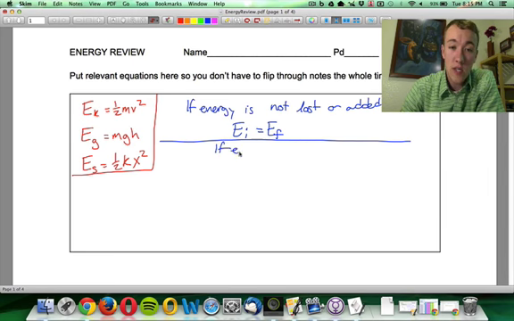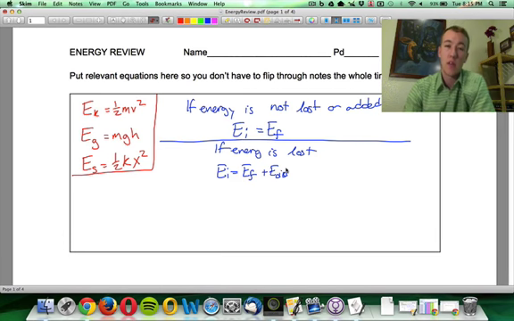If energy is lost, then we know that you're going to start with some initial energy, but you're going to end up with less final energy and some energy dissipated. That's what we call energy lost. And we add it like that because dissipated energy, you can't get that back, and you typically lose that through things like friction. Okay, so if energy is lost, you start with initial energy and you end up with some final energy which is less than your original initial energy and some energy dissipated.